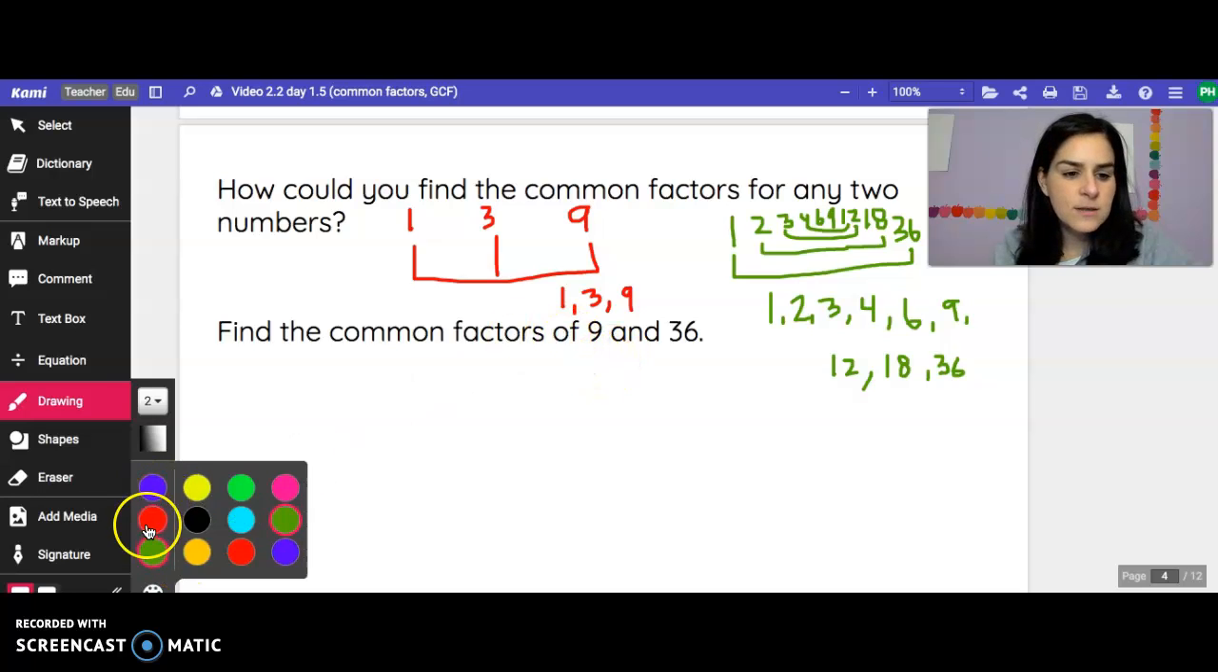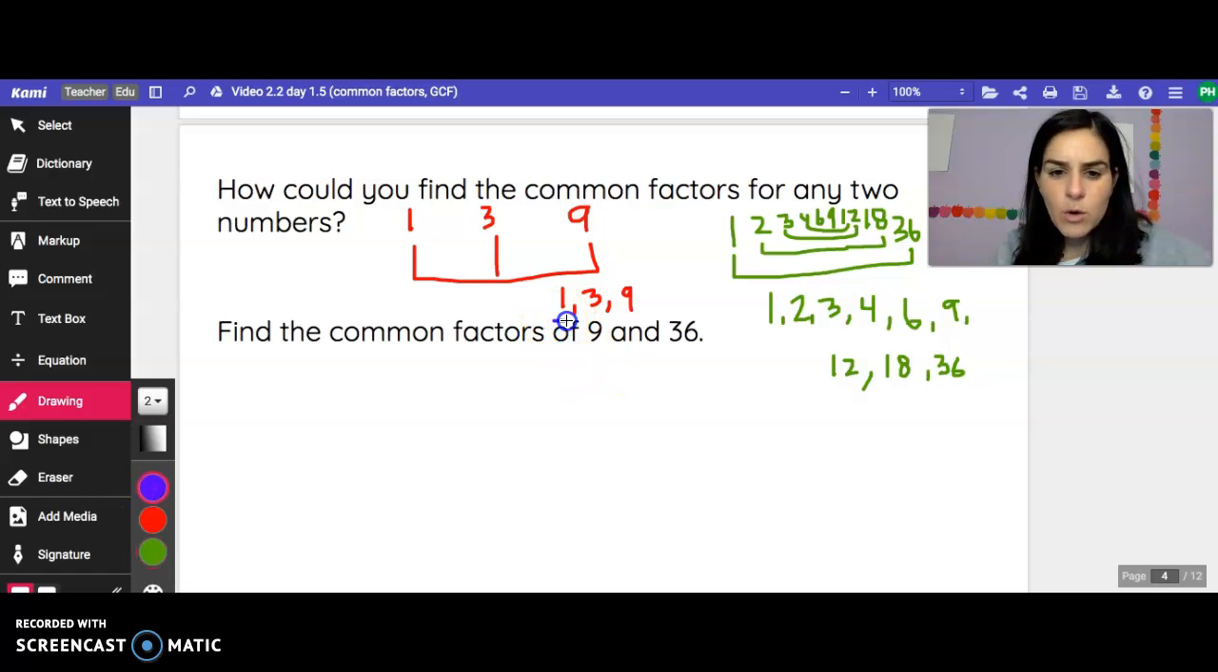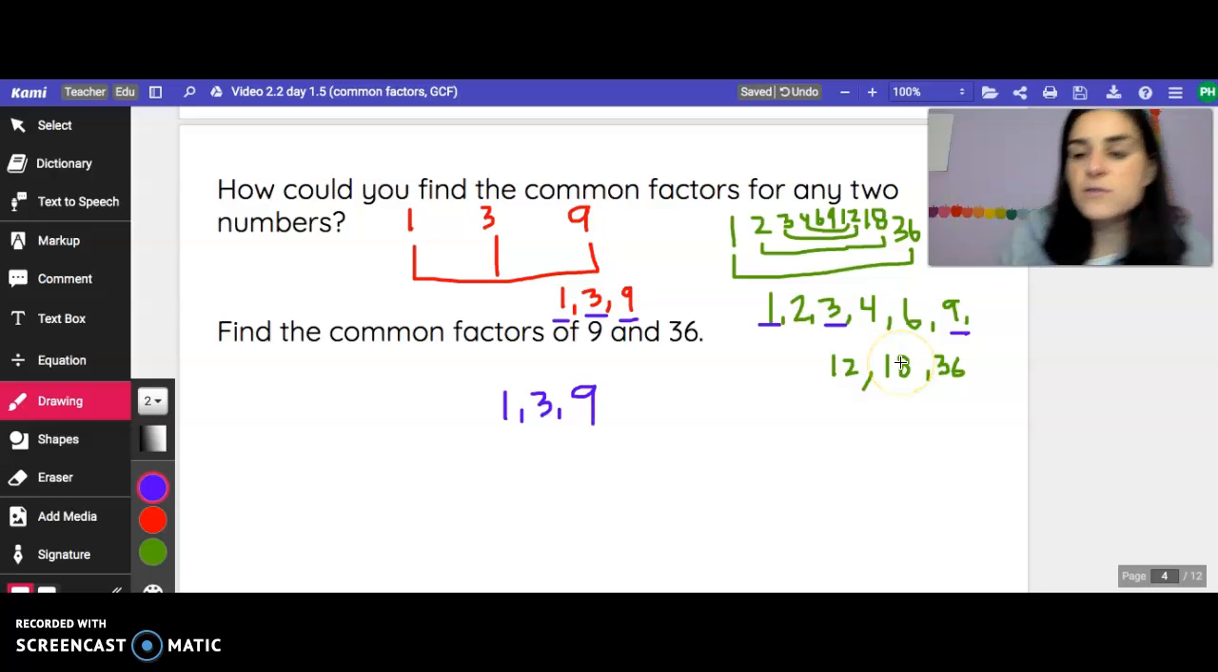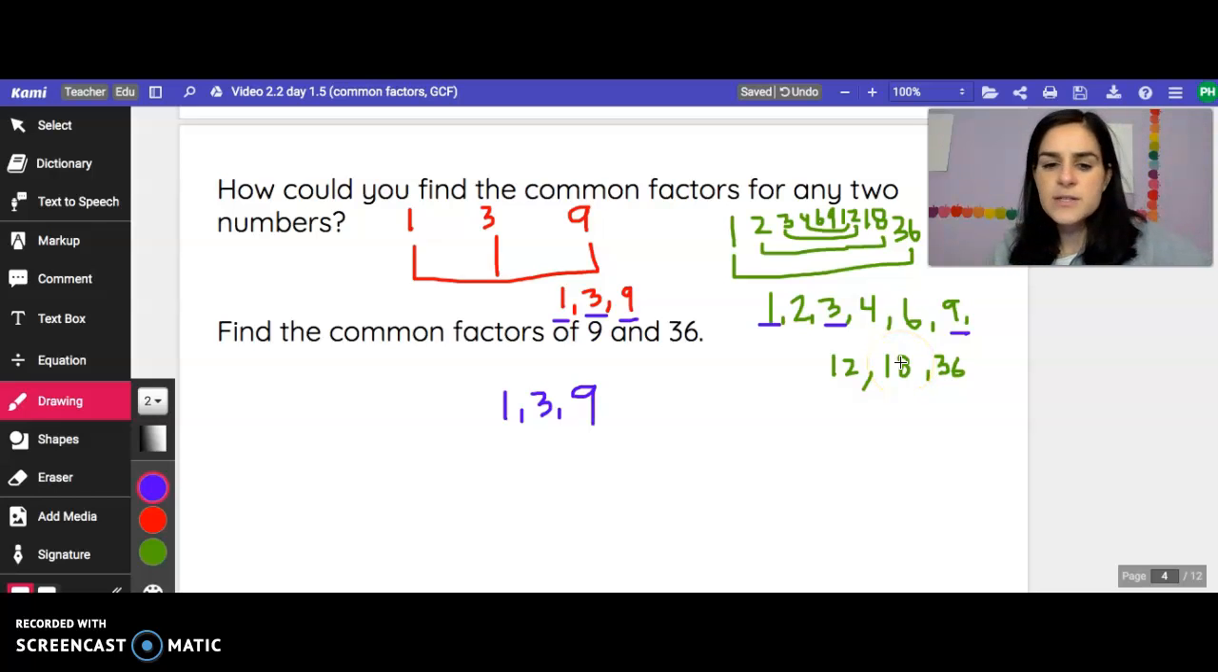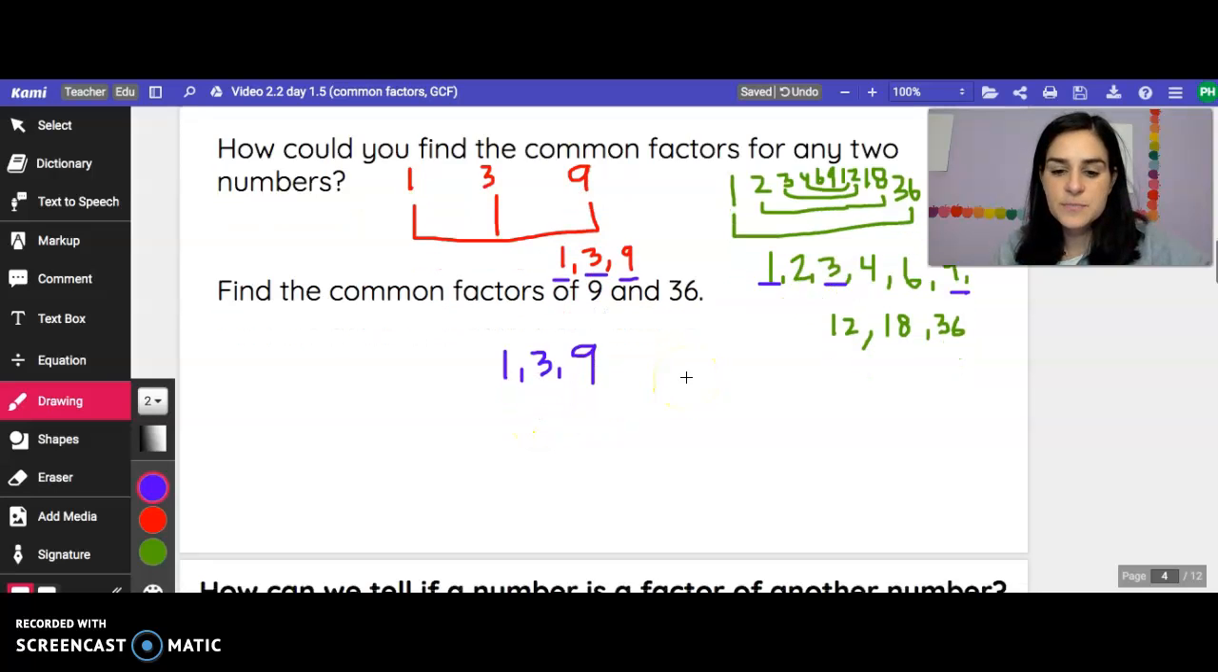Well, I can see, let's get another color. They both have 1. They both have 3. They both have 9. All right, so the common factors, I don't have to keep going because 9 doesn't have any more. So it's not going to have any of these ones. So 1, 3, and 9. Interesting that all of the factors of 9 were also the factors of 36. Anyone else notice that? So these are the common factors of 9 and 36.